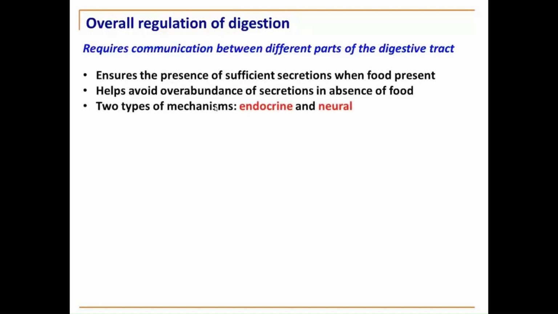Well, the overall communication between the different parts of the GI tract ensures the presence of sufficient secretions when an appropriate amount of food is present. So depending on the amount of food that you've taken in, you'll ensure sufficient secretions for that amount of food. In other words, it helps to avoid the overabundance of secretions in the absence of food. And there are two main mechanisms. There's the endocrine, which is all about your hormones, and the neural, which is all about your nervous system. Remembering we have the enteric nervous system, which is the gut nervous system.